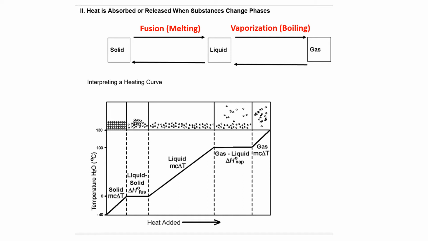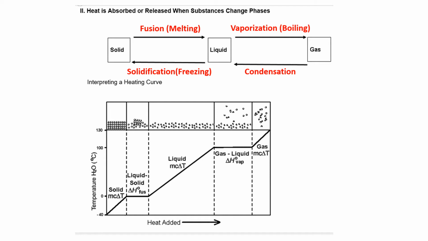So fusion and vaporization, they're absorbing heat, and so these are endothermic processes. As we go from gas to a liquid and it cools, condensation occurs, and then liquid back to solid, solidification or freezing occurs. Condensation and solidification, they are releasing heat, and so they're considered to be exothermic processes.